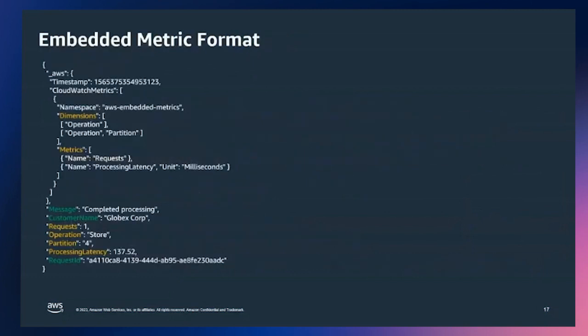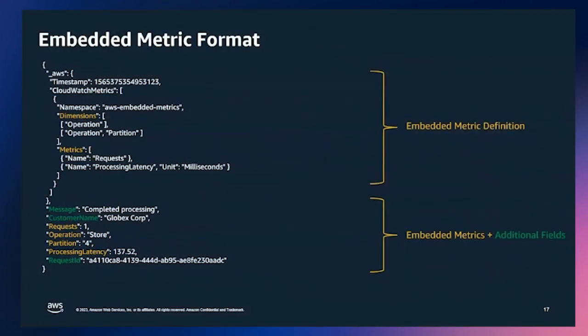Here is an example of an embedded metric format log event. It contains two parts, the metric definition and the metric values along with the additional fields. In our example here, we have specified two metrics, requests as well as the processing latency. The additional fields which we have included in the log are message, customer name, as well as request ID.